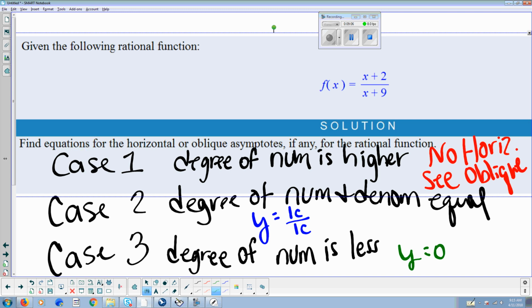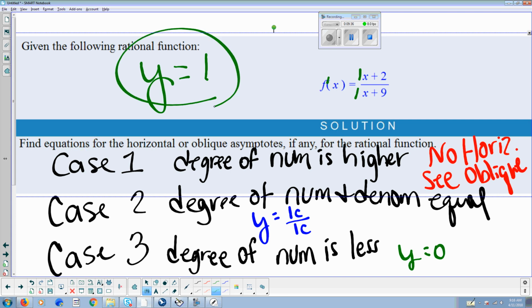You've got to look at this given rational function and decide what case is this. Check out your degrees. Case 1, case 2, or case 3, folks? Case 2. The degree of the numerator is 1. We're talking about the highest power of x. The degree of the denominator is 1. So we're going to get leading coefficient, which is the coefficient of x, divided by leading coefficient, which is the coefficient of x. We're going to get a horizontal asymptote at y equals 1 divided by 1, which is 1. Horizontal asymptote at y equals 1.